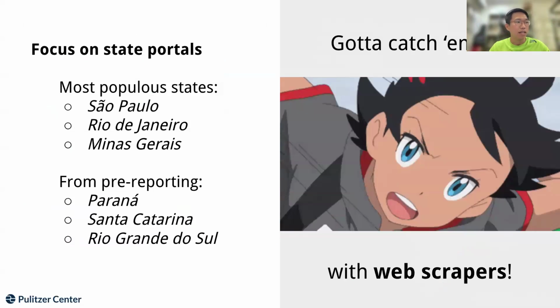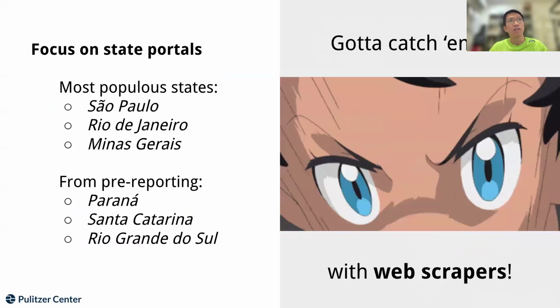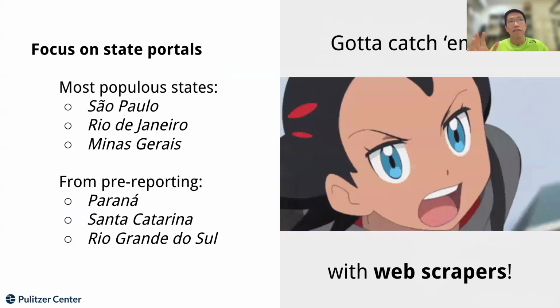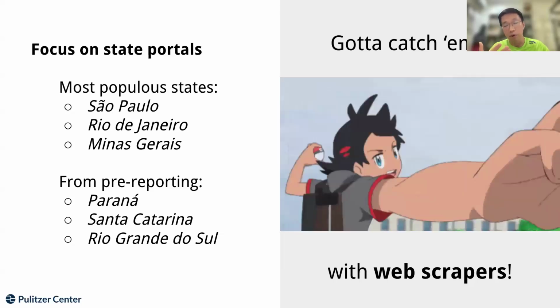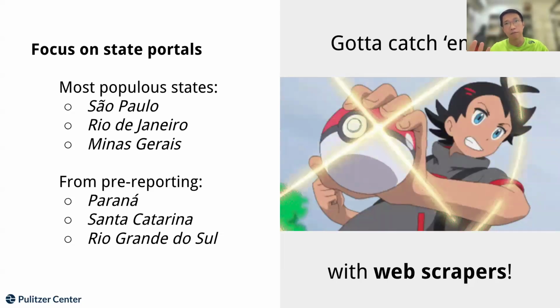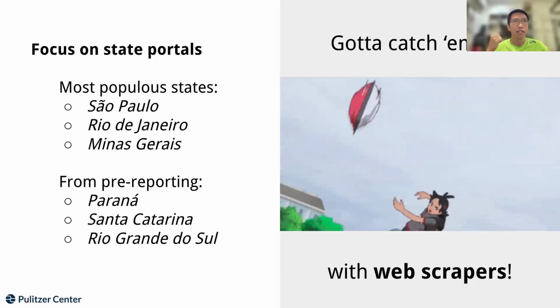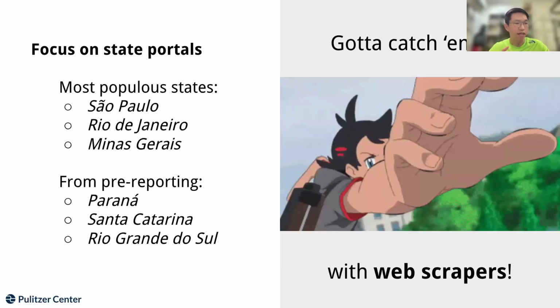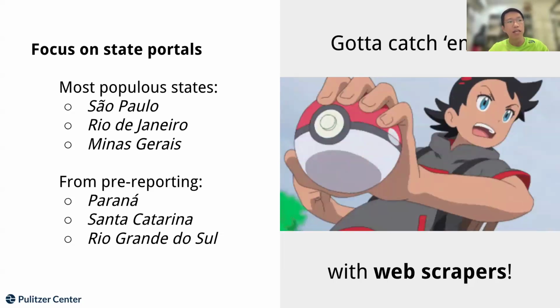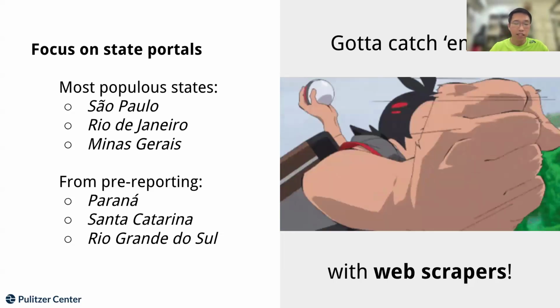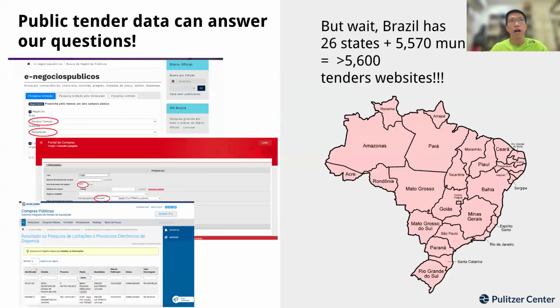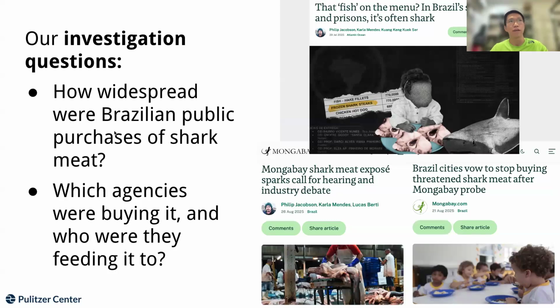So what we ended up doing is that we focus on the most popular states. From our pre-reporting, we understand that there are 3 states that probably bought more shark meat than others. So we focus on these 6 states, and we told ourselves that if we are able to find enough shark meat tenders from these 6 states, then we are able to prove our hypothesis or to answer our investigation, right? The investigation question is, how widespread is the shark meat procurement?